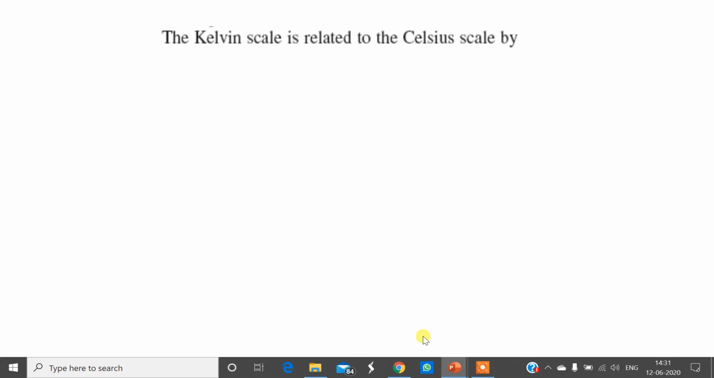The Kelvin scale is related to the Celsius scale as temperature in Kelvin is equal to temperature in degree Celsius plus 273.15 Kelvin. Actually we consider 273. Normally we do not consider 0.15.